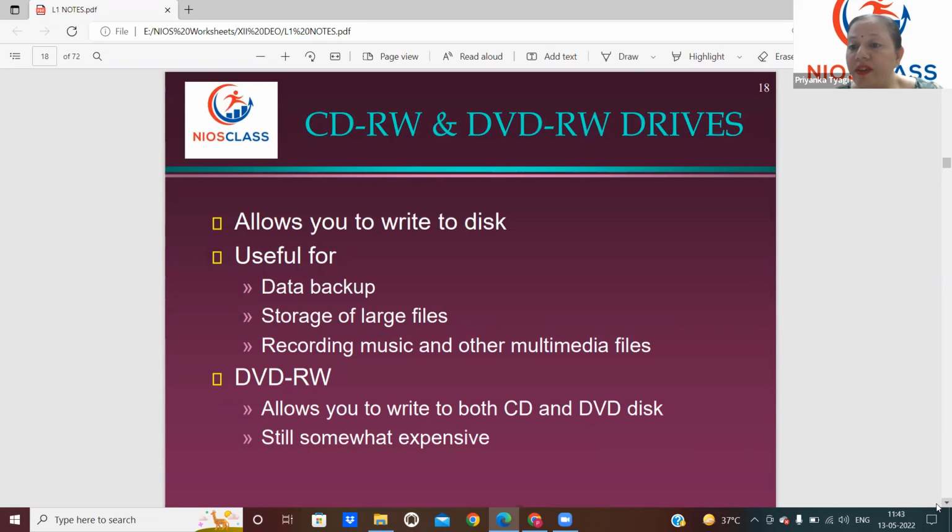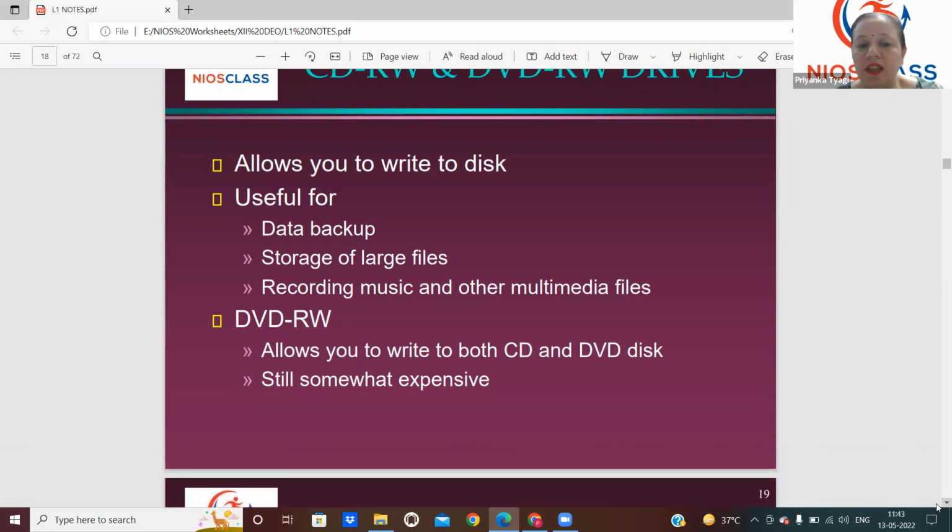rewritable and DVD rewritable drives. What are they? Actually, these are CDs and DVDs on which we can store content more than one time. Okay, we can take data backup in a different way. They can store large files. We can record music, multimedia files, everything.